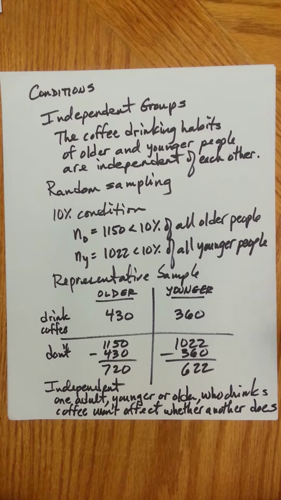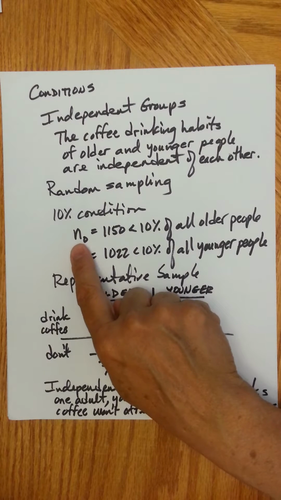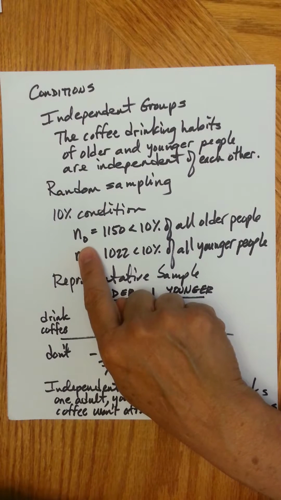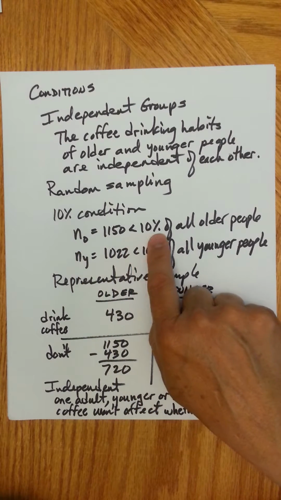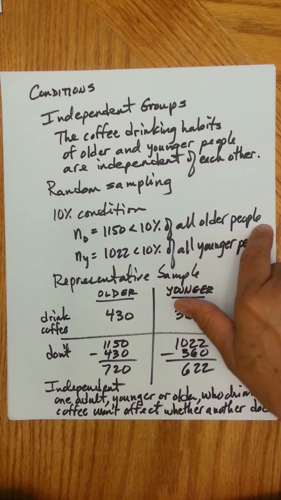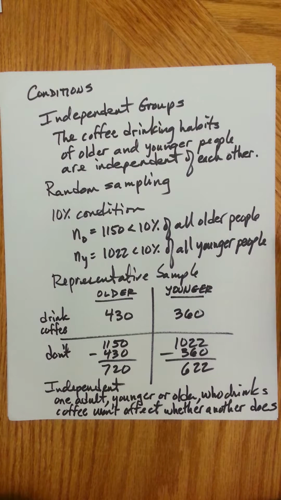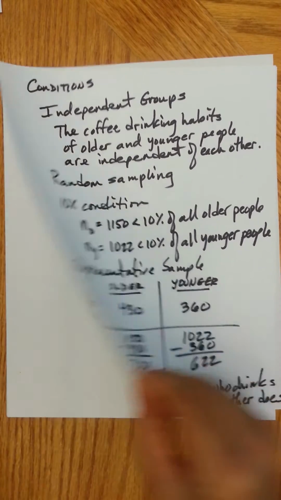Be careful not to say something like N sub O, right? The sample size from the older population is 1150, which is less than 10% of all older people who drink coffee or who are coffee drinkers. Because once you put on that little qualifier, who drink coffee, you're saying that your population is only the yeses, okay? So let me just make a little comment on that.